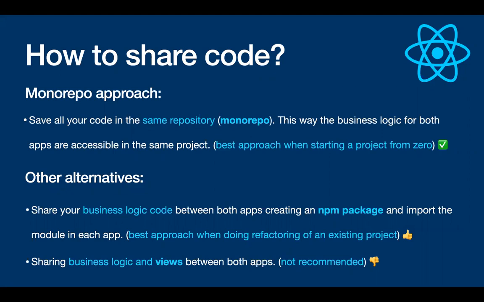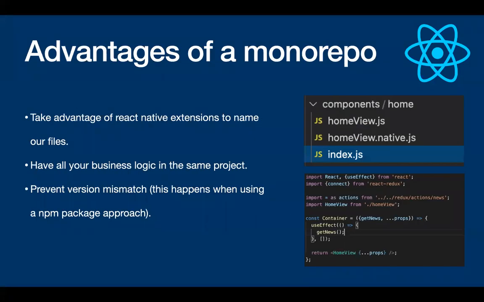I particularly don't like this approach because it will end up doing a mess. And also, if you have different designs for the mobile app and for the web app, this will sooner or later give you a headache because you will have to start patching things up in order to satisfy both designs with the same code, and that will be a mess. So this is not very recommended, but you can do it if you want. There are ways of doing it. So, well, I will start talking about the advantages of a monorepo.